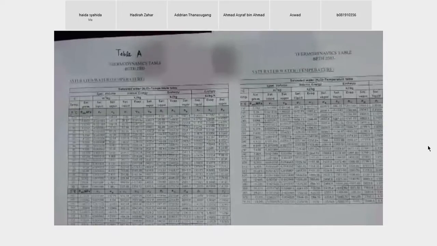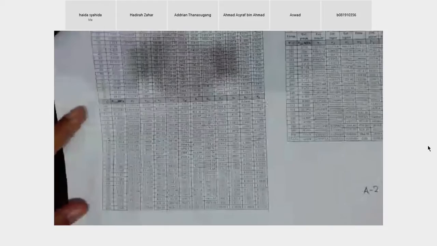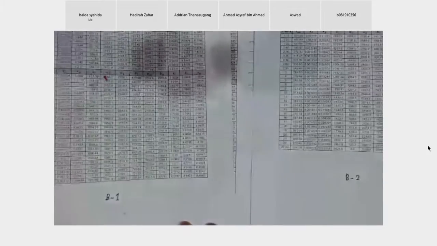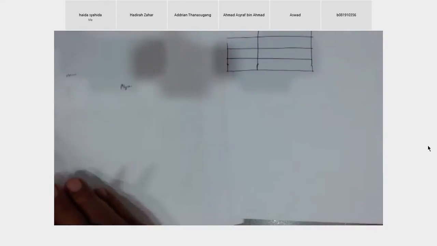Right? So these are the thermodynamics tables. So it's at the level of A1 and A2. Okay? A1, A2, and then if you go into the next page, there is B1, B2. Right? And then the next stage is C1, C2, okay, then C3, C4, C5. So there are A part, B part, and C part.